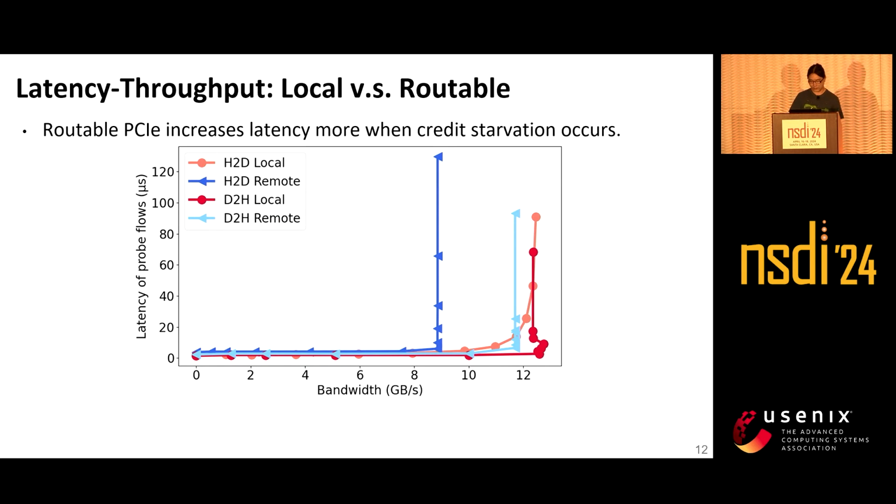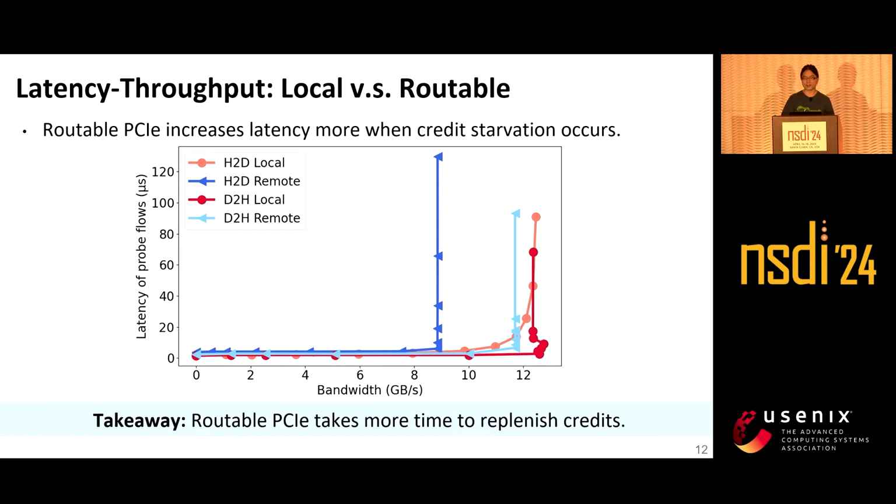Next, we will look at the latency-throughput property of local PCIe versus Routable PCIe. We launch multiple flows to utilize the bandwidth of PCIe paths and send probe flows into the paths with their latency measured. The x-axis shows the bandwidth of the PCIe path, and the y-axis is the latency of probe flows. We find that the Routable PCIe increases latency more when credit starvation occurs. We learned that the Routable PCIe takes more time to replenish credits.